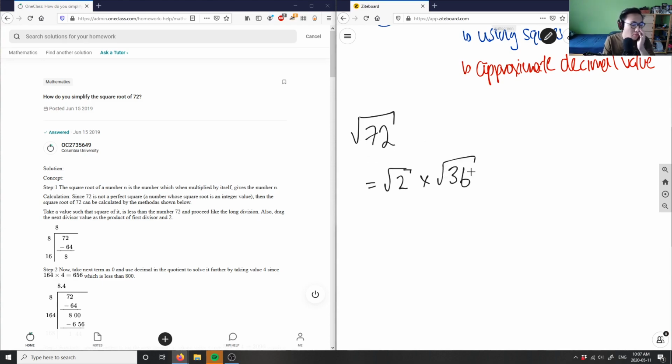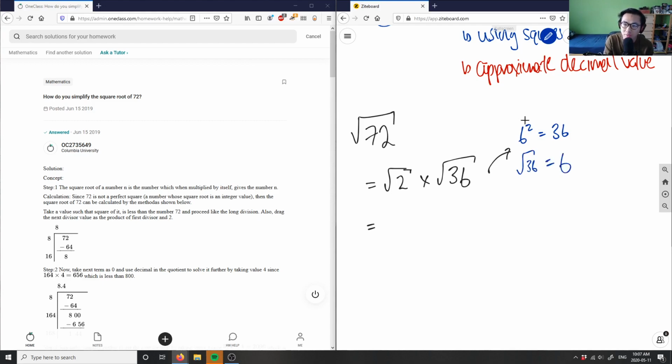And what we could do now is we can actually finish the problem here. This solution is done because we actually know the square root of 36 is 6, right? And how do we know that? Well, we know that because 6 squared equals 36. So therefore, the square root of 36 would equal 6, right?